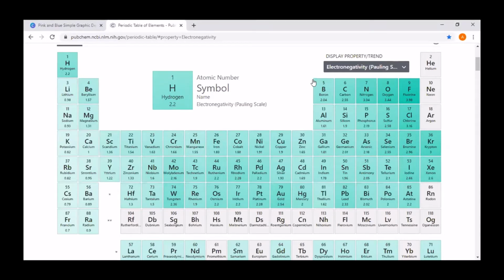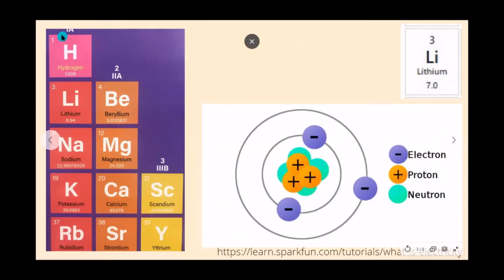So you will notice that there are two numbers found next to the symbol for each element. The smaller number is the atomic number, and the atomic number tells us the number of protons in the nucleus. So the nucleus is the center of the atom, and the protons are the positively charged particles within the nucleus.